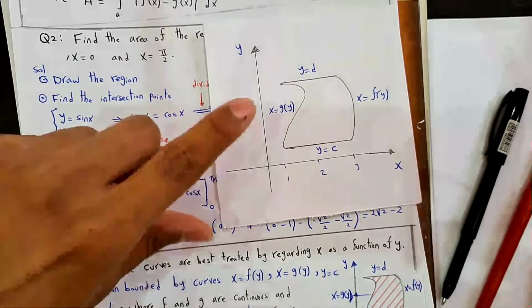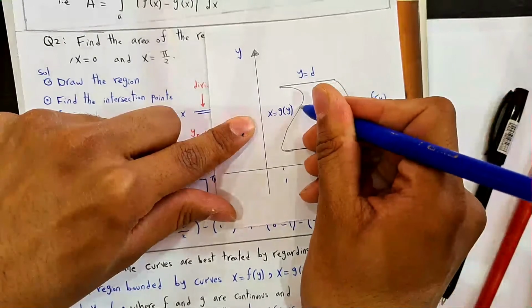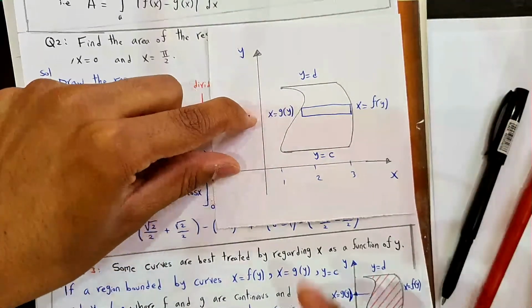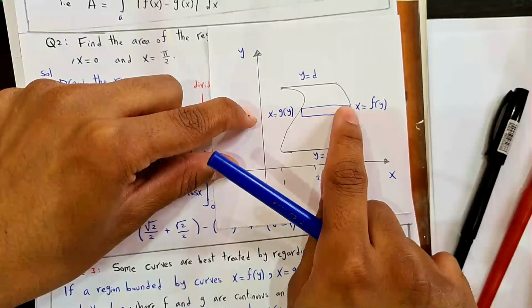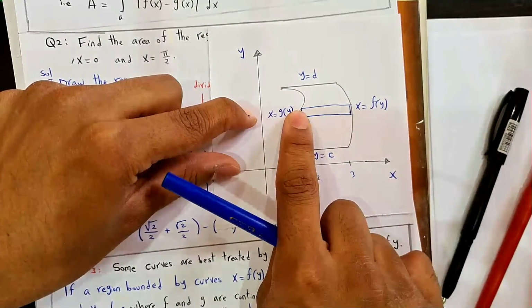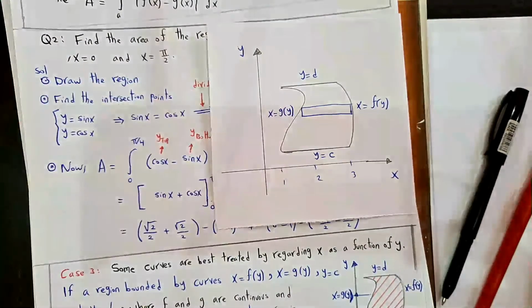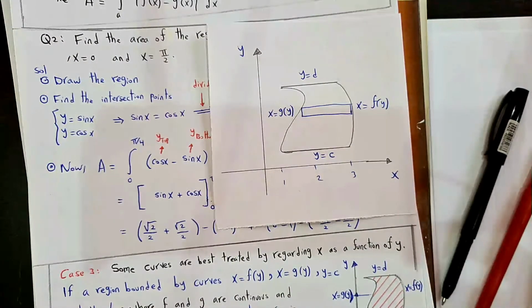Well, you can do the same idea. You draw a typical rectangle like this. And you find the width and the height. The height will be what? It will be this x on the right minus x on the left. And what is the width here? It will be delta y. It is the opposite way of what we did in case number 1.